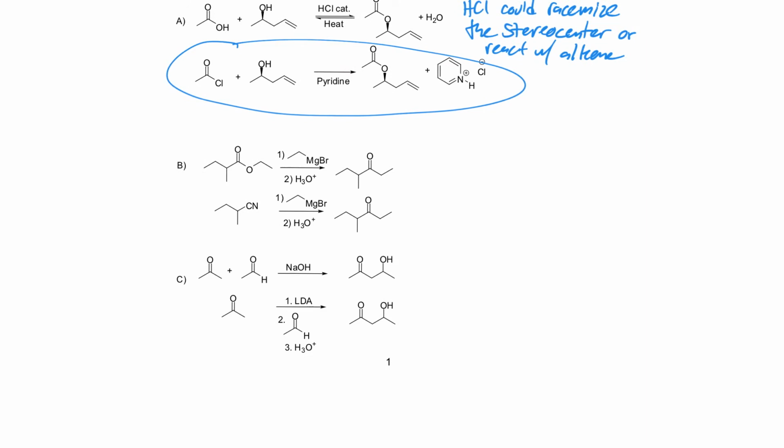On to part B. Again, the products are the same. It looks like we are producing a ketone. We can either start with a cyanide, a nitrile group, and then produce this portion of the ketone, or we can start with an ester, and looks like we're going to add a 2-carbon chain to get to this ketone. So which of these works better?